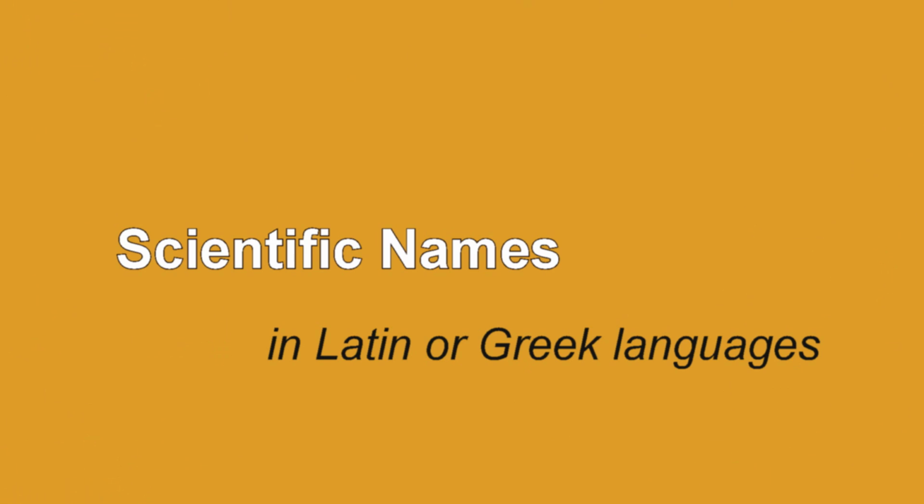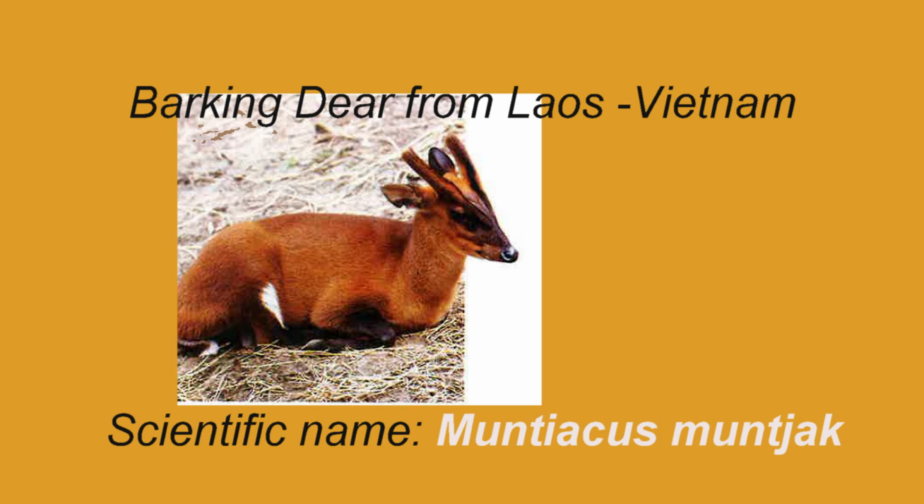In the 1800s, scientists understood Latin and Greek. They used those languages for scientific names. This practice is still followed by today's scientists, and they use it to name newly discovered species, such as the one that we see here in this picture. This barking deer was recently discovered near the border of Laos and Vietnam. Its scientific name, which is based on Latin, is Muntiacus muntjak.